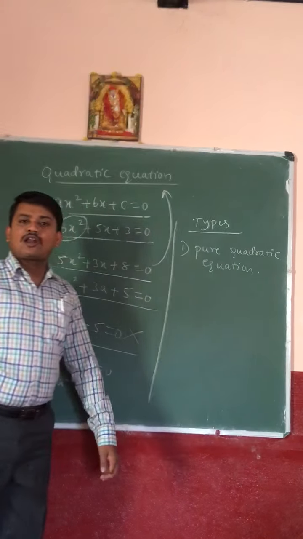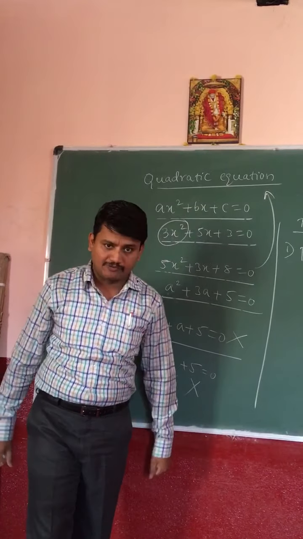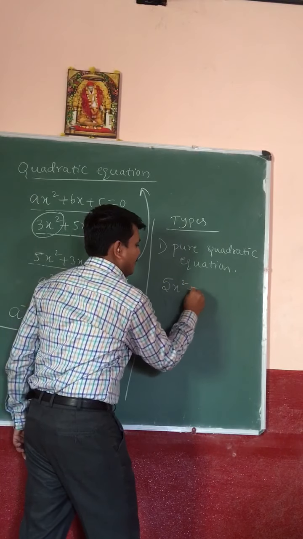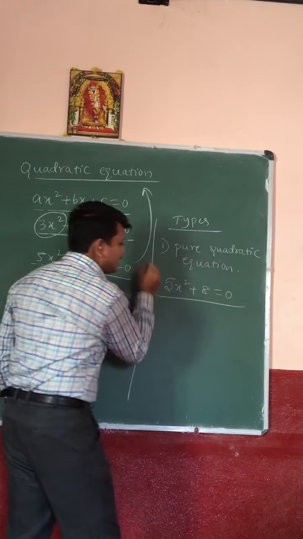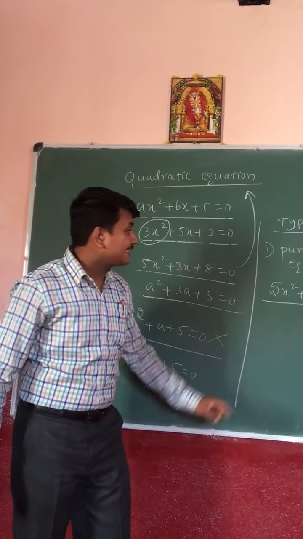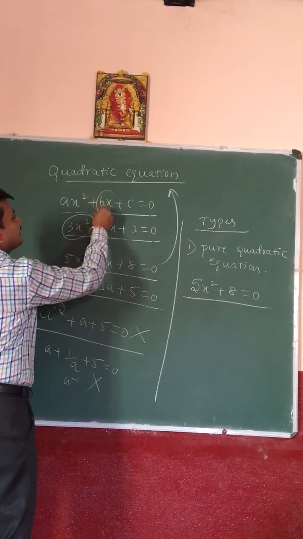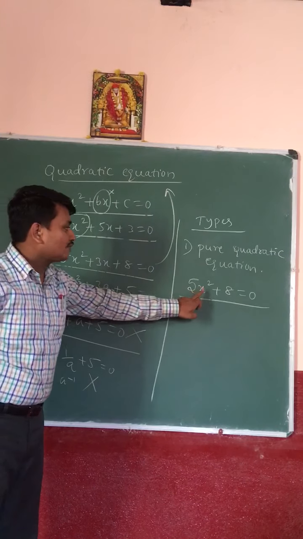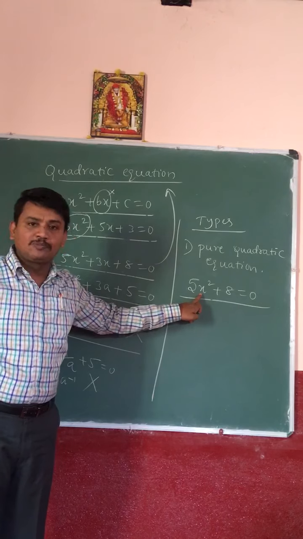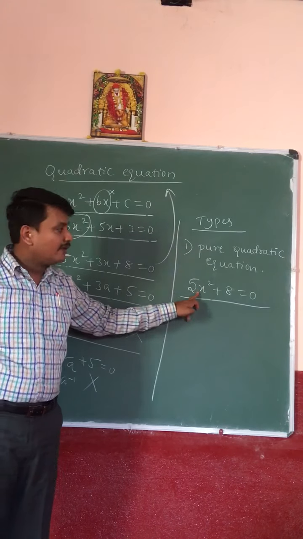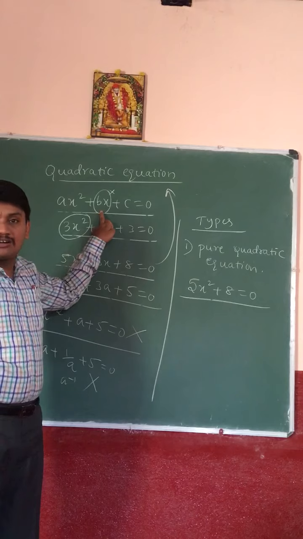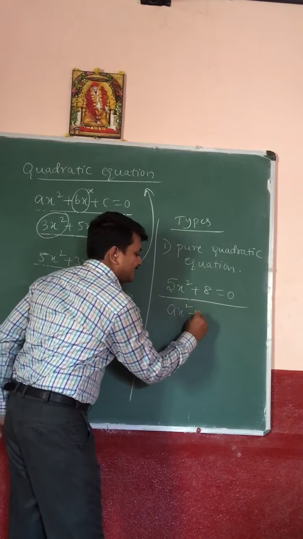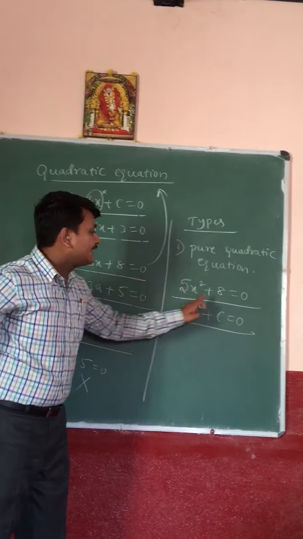In this, already we know what a quadratic equation is. So I'll give an example: 5x square plus 8 is equal to 0. It's a pure quadratic equation, because here we don't see the bx term. Bx is not there; we only have ax square and c. One variable square should be there, and that is there. That's why it's a quadratic equation. And since bx is not there, it is in the form of ax square plus c is equal to 0. There is no bx.